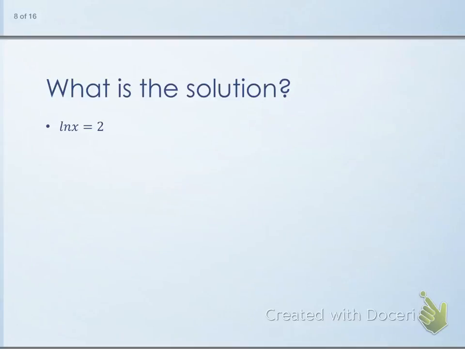Okay, so the opposite of natural log is my exponential. So what I do to one side, I need to do to both sides. So it will cancel on this side. And then in my calculator, I will type second natural log to get the e squared. So I'm going to get 7.39 as my answer.